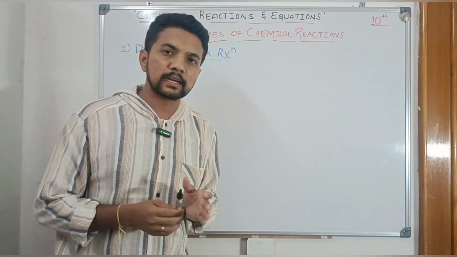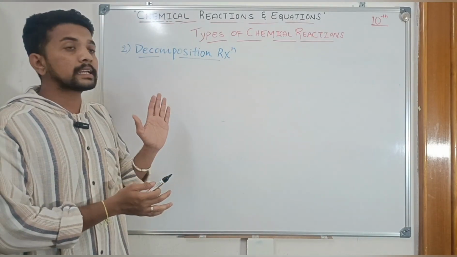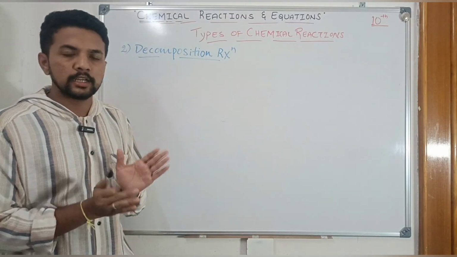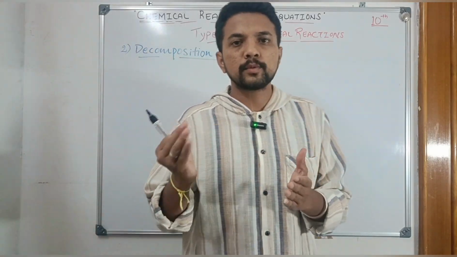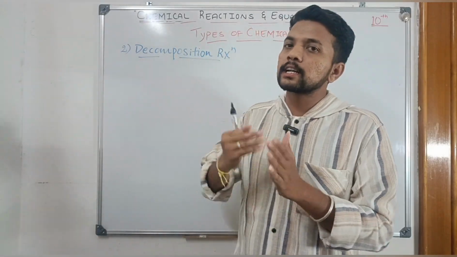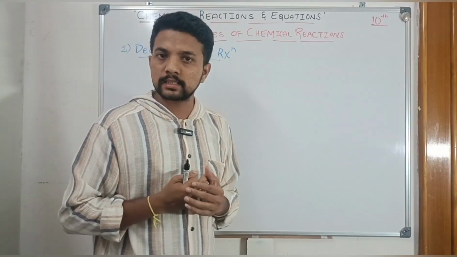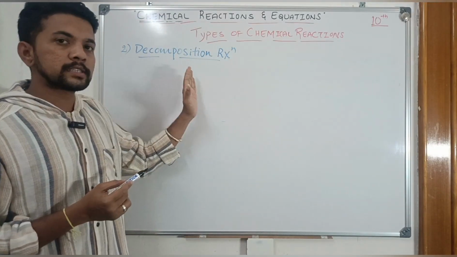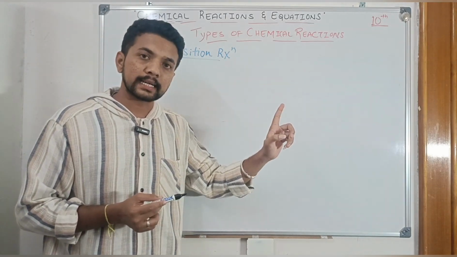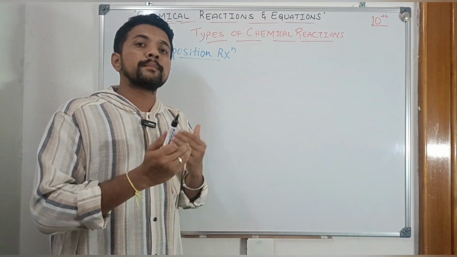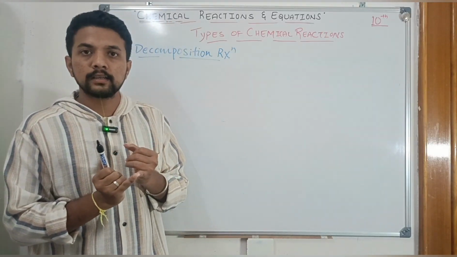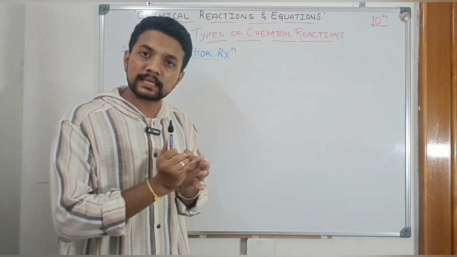The second type of chemical reaction is decomposition reaction. Here the decomposition is exactly opposite to that of combination reaction. With respect to combination reaction, 2 or more substances combine to form one product. But decomposition is exactly the opposite. It means decomposition reaction is a type of chemical reaction in which a single reactant breaks down to form more products when energy is supplied in the form of current, sunlight, or electricity.